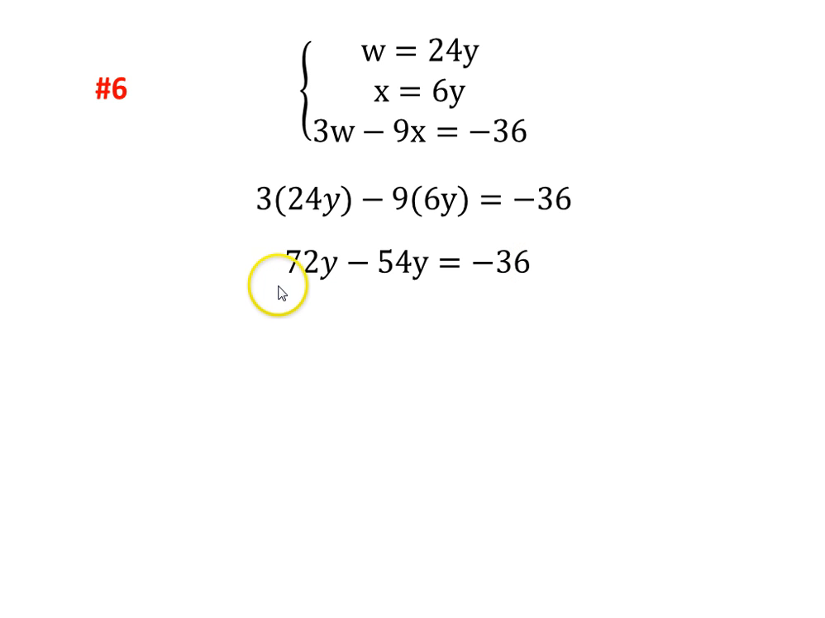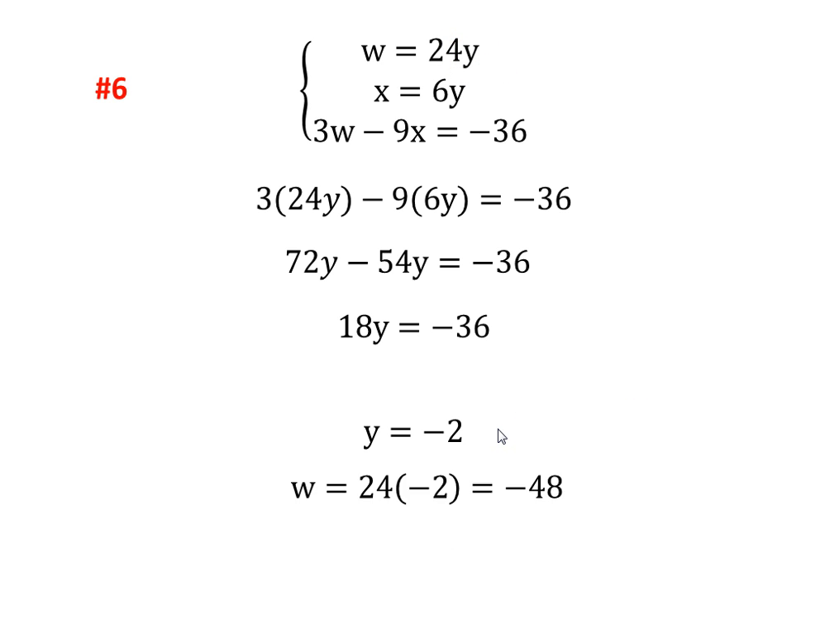I can combine like terms. 72y minus 54y, that is 18y. And 18y equals negative 36. And if 18y equals negative 36, that means that y has to be negative 2. So now that I know y is negative 2, I can go back to the top equations and say, well, now I know that this y has to be negative 2 because I found that.